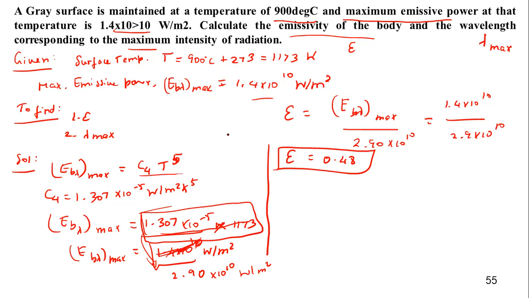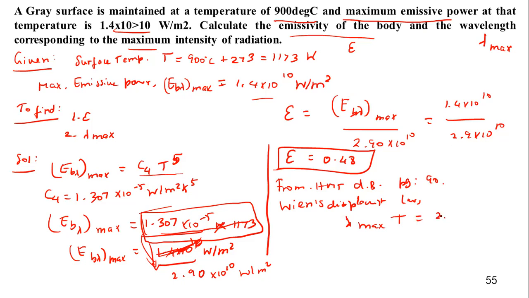Next we find lambda max. We know the relationship between maximum wavelength and surface temperature from the HMT data book, page number 90. This is Wien's displacement law: lambda max times T is equal to 2898 micrometer Kelvin. With this we find the maximum wavelength.